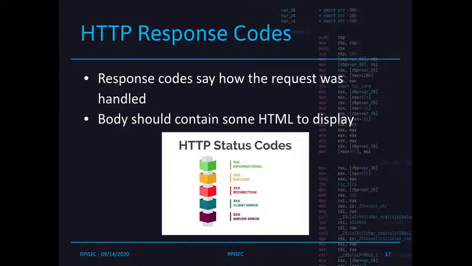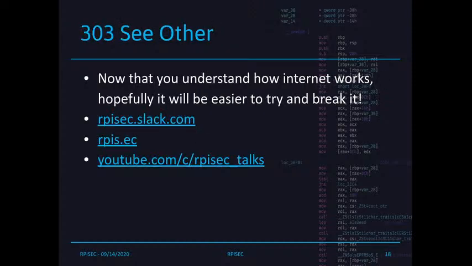And then you have all of the 500s, which are various server errors. Hopefully you don't see those, because that means that something is wrong on the server side. If you are attacking and you see one of those, it also might be that you just did something really good. So it kind of depends on the context. But they all fall into those general categories. Other than that, that really is all that you need to understand about how the internet works. With that knowledge, you already have enough to start trying to break things.